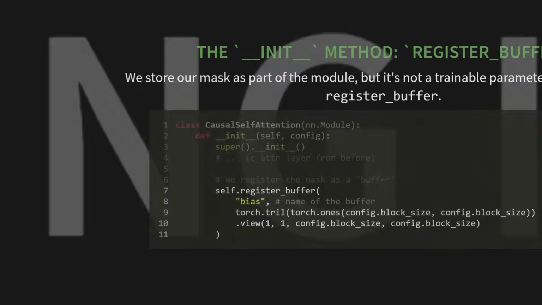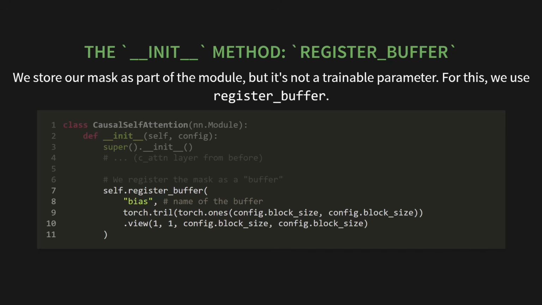Part 2. Encapsulating in the nn.Module. Let's look at the init method and a cool function called register_buffer. We need to store our mask as part of the module, but it's not a trainable parameter. For this, we use register_buffer. So inside our class CausalSelfAttention, we call self.register_buffer. We'll name it bias, and we give it our torch.tril mask. So, quick quiz, what's a buffer?